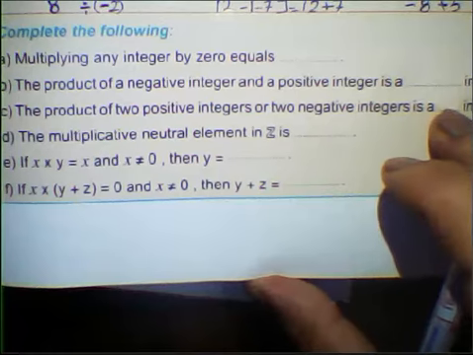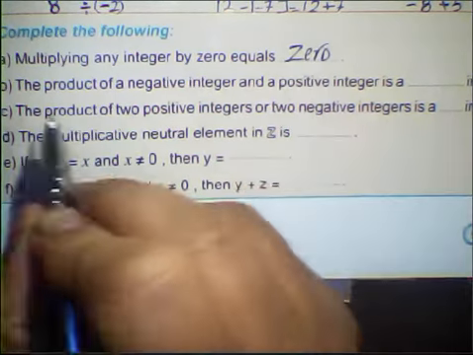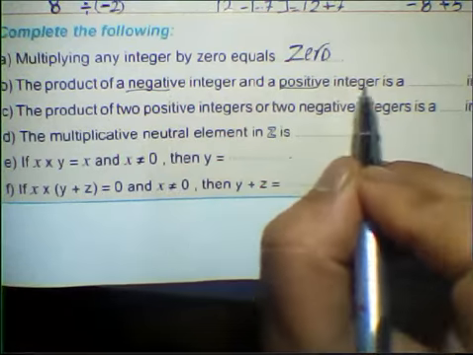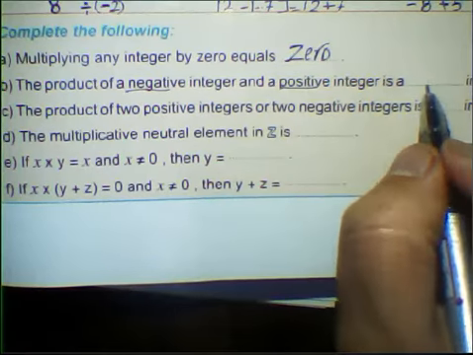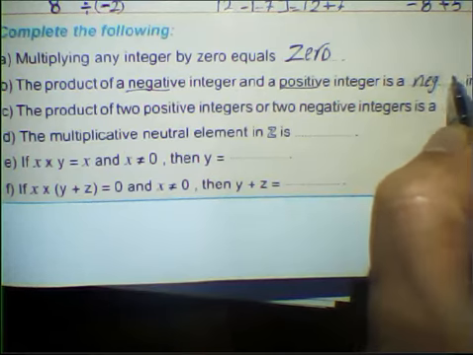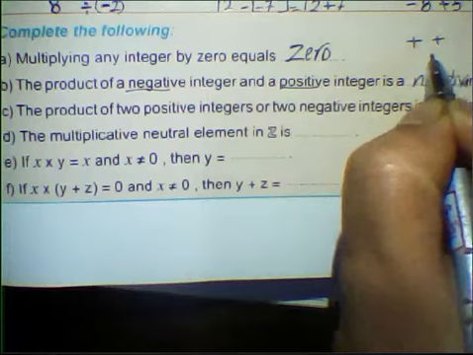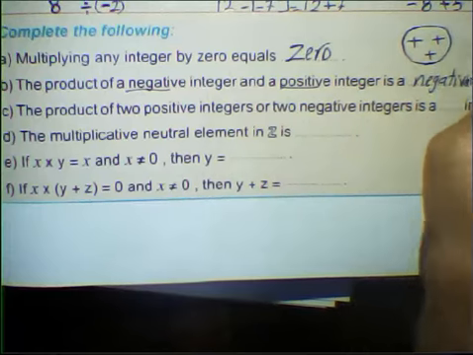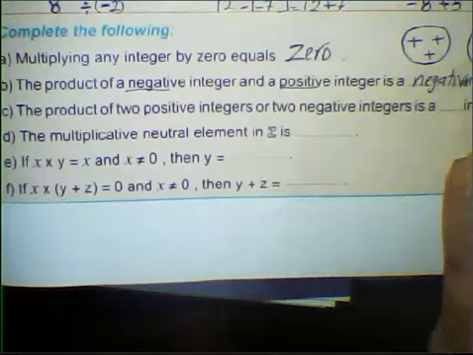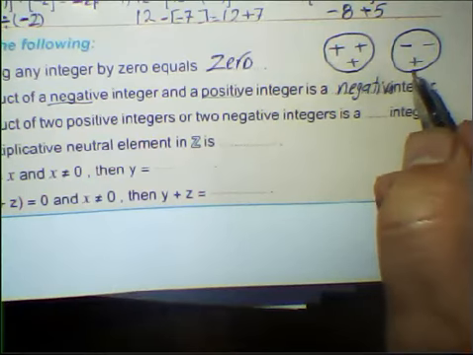Multiplying any integer by 0 equals 0. The product of a negative integer and a positive integer is a negative integer. Okay, look at this. Positive times positive equals positive. Negative multiplied by negative equals positive. Negative multiplied by positive equals negative. Negative times negative equals positive.